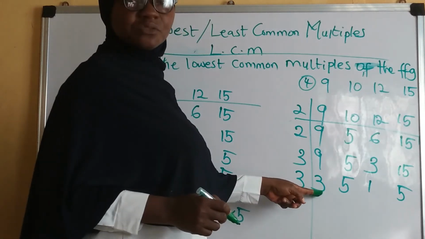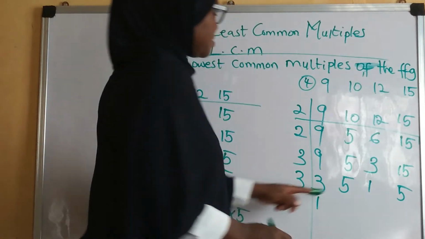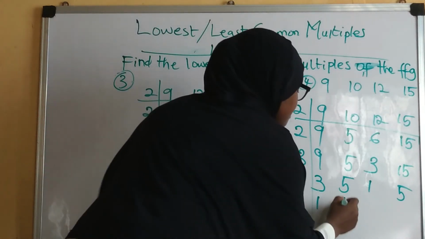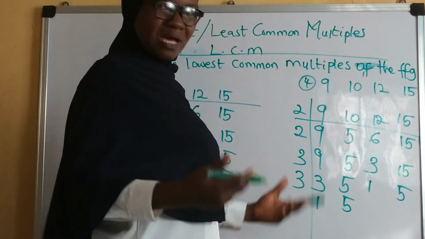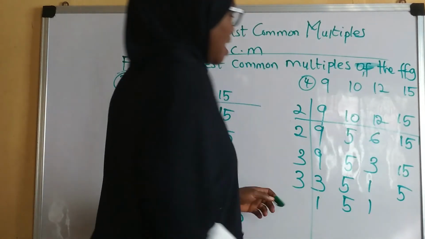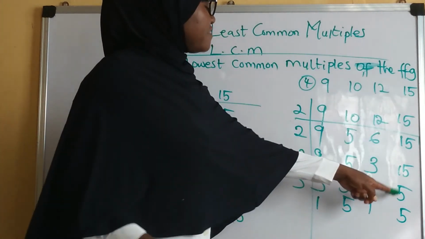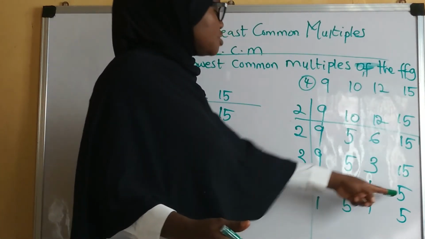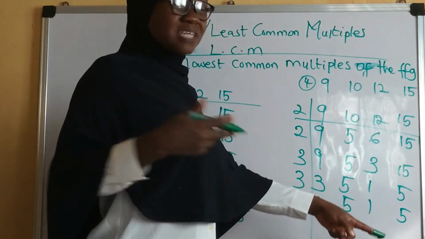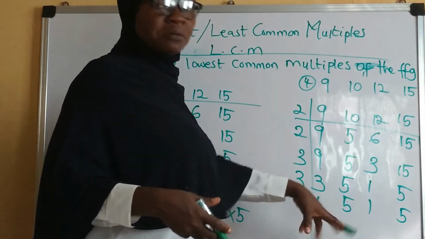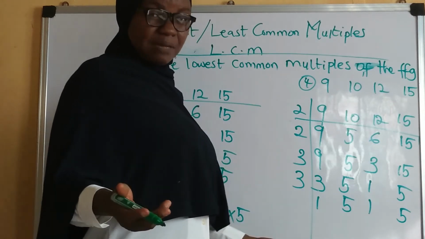How many 3 can I get in 3? 1. How many 3 can I get in 5? It's still 5. How many 3 can I get in 1? I'm still going to write my 1. How many 3 can I get in 5? 5. Now, if I use 3 to divide 5, I'm going to have a decimal fraction. And because we don't need a decimal here, we need whole numbers, my 5 is going to remain. Does that make sense? Alright.